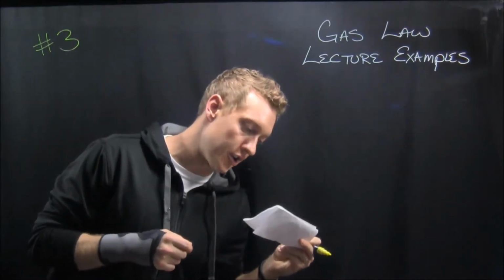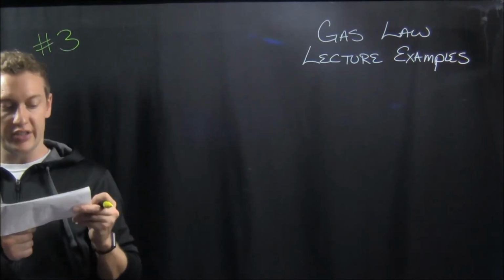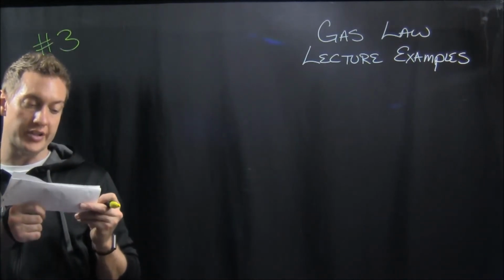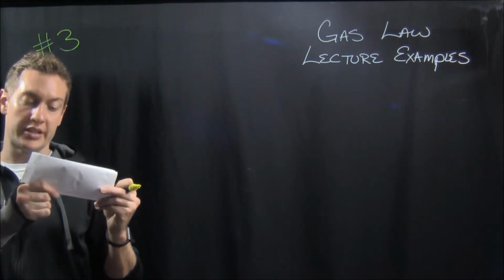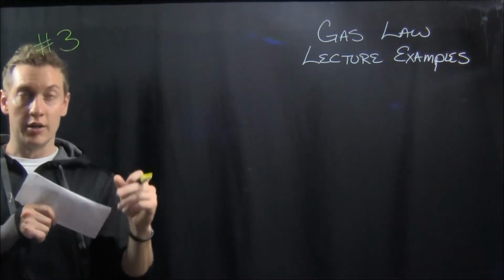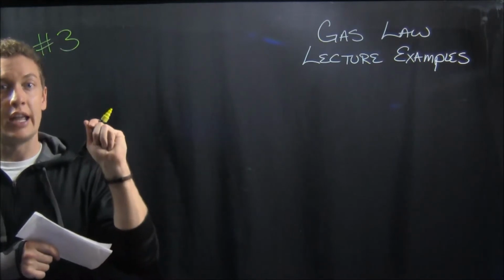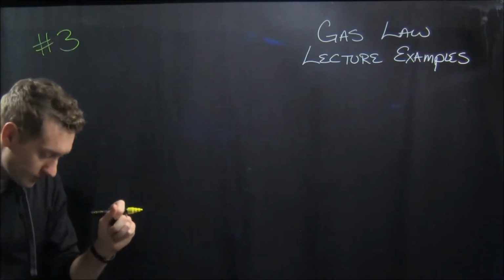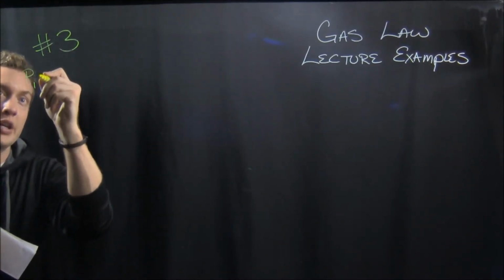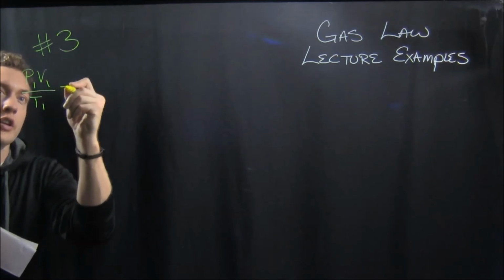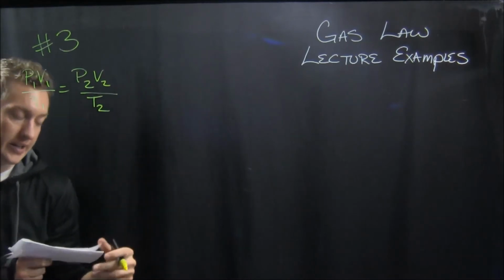So number 3: what is the volume of the air in a balloon that occupies 0.620 liters at 25 degrees Celsius if the temperature is lowered to 0.00 degrees Celsius at constant pressure? So we have a trapped body of gas undergoing a changing set of conditions. And so the formula I would jump to consider would be P1 V1 over T1 equals P2 V2 over T2, the combined gas law.